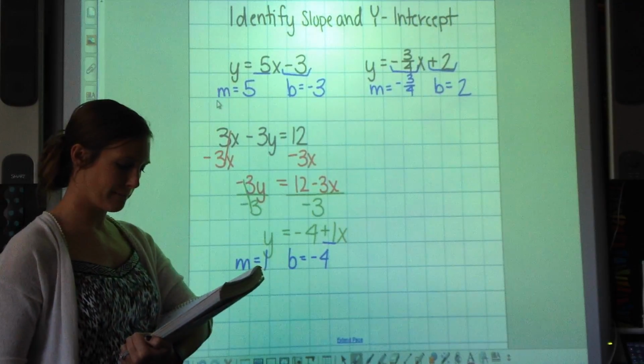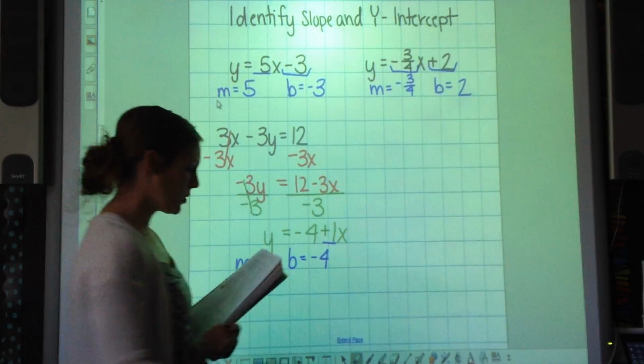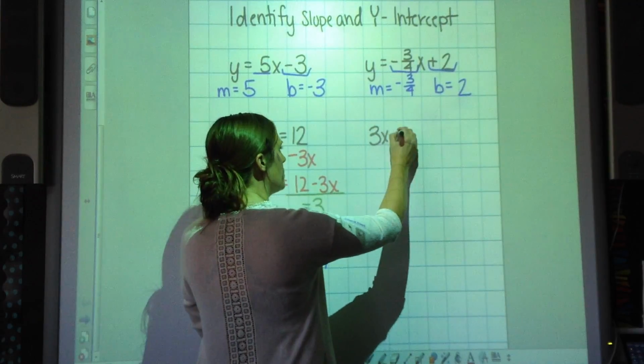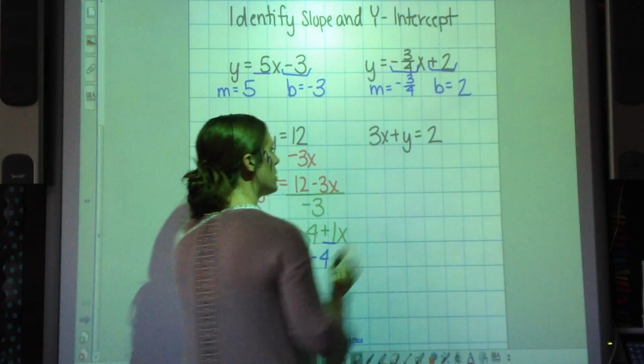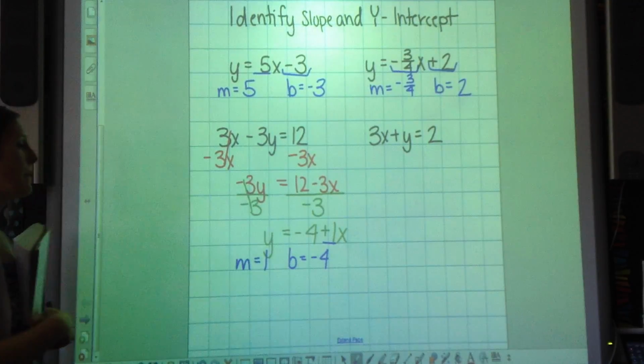Try 3x plus y equals 2. Push pause, try that one. Identify the m and the b.